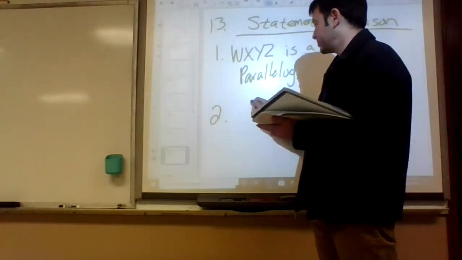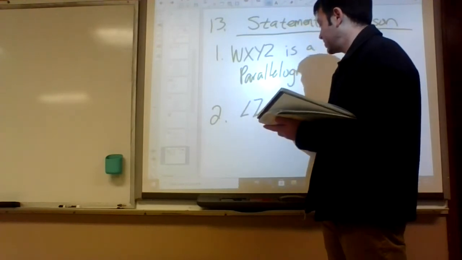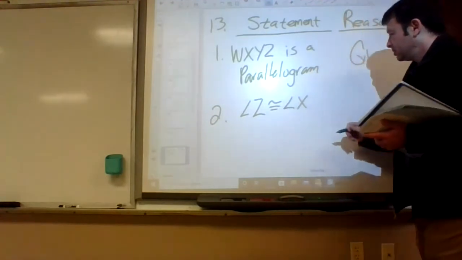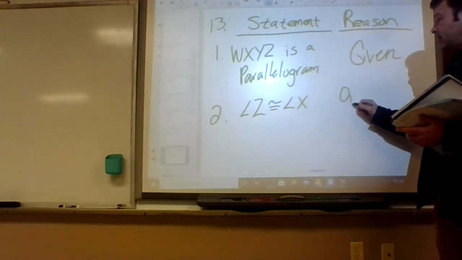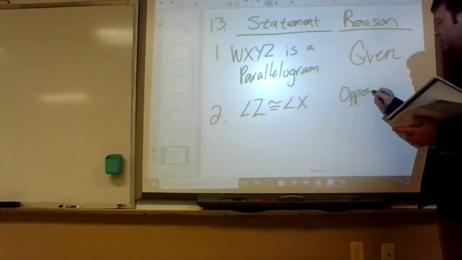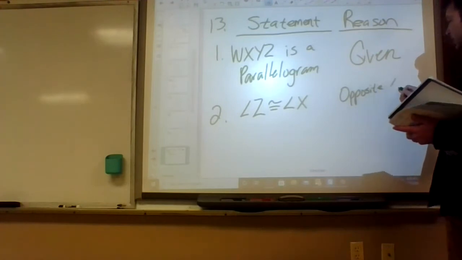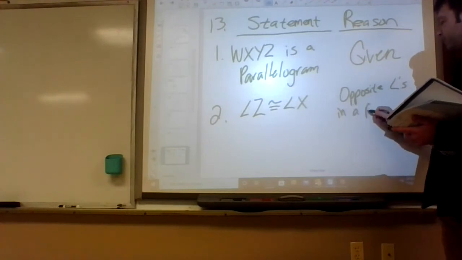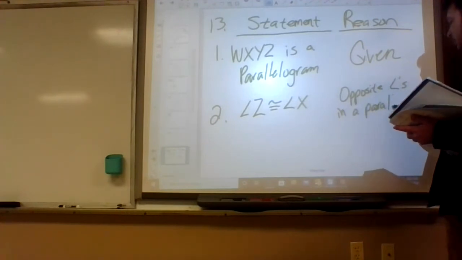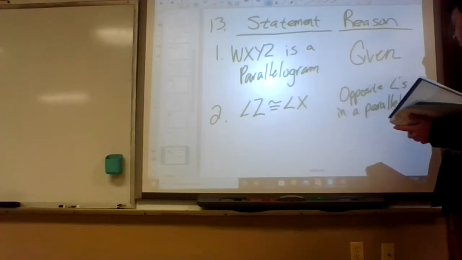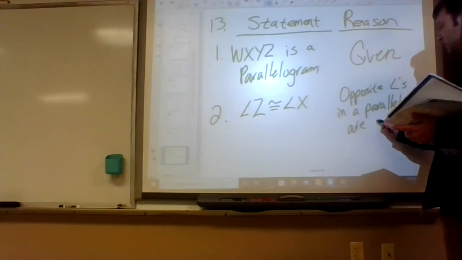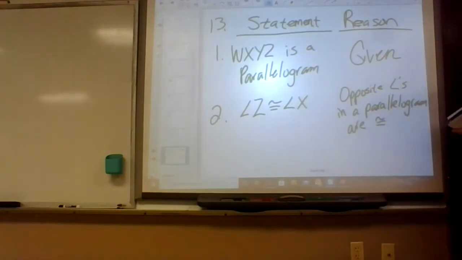Okay, let me start with Z and X. That's because that's the easiest one. Angle Z is congruent to angle X because opposite angles in a parallelogram are congruent.